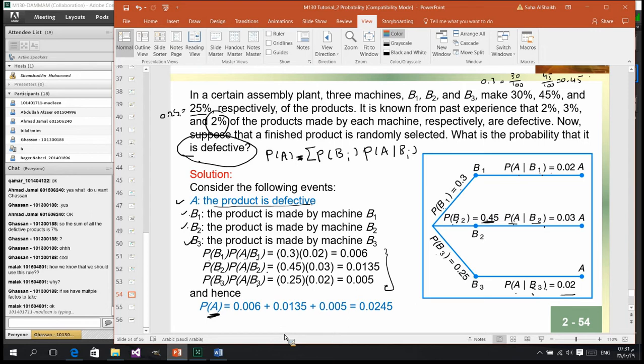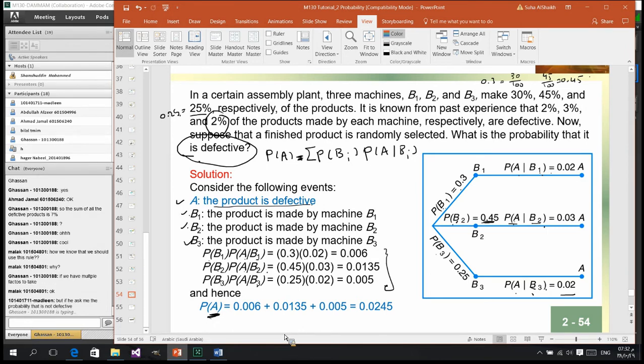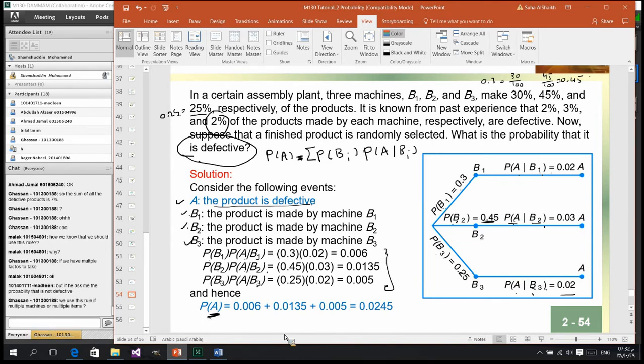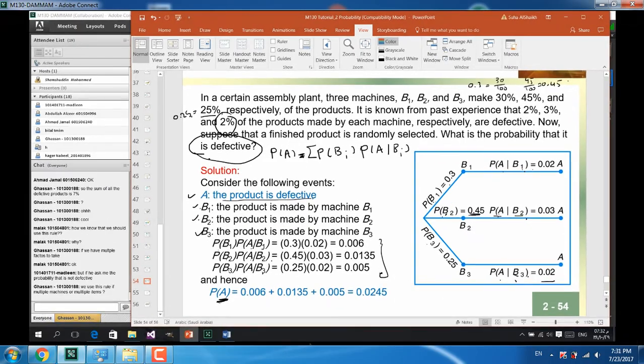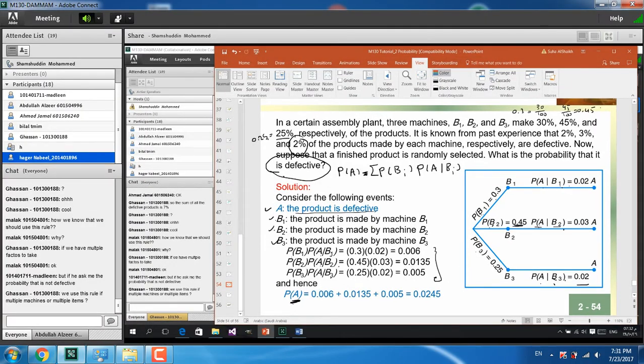What do you mean if we have multiple factors to take? Now here they ask for the probability that the one we have is defective. That's it. Not defective, it is 1 minus the probability of defective. Okay, it's 1 minus the probability of defective. So you just subtract 1 minus the number that you have. The question here is for the defective. The diagram is for the defective.